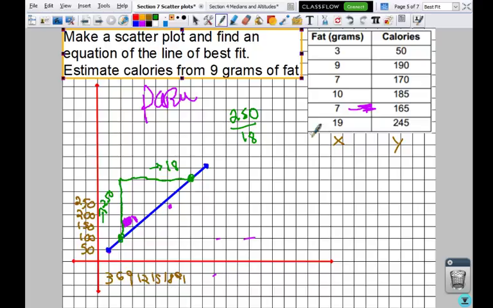I got a blister. Alright, and then we need to pick a point on our line, and I'll just finish it off. So I'm going to pick this point, which is at 6, 100. So I have x1, y1, I got m. Y minus 100 equals 250 over 18, x minus 6.